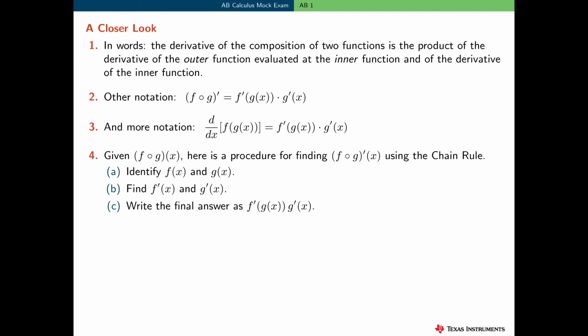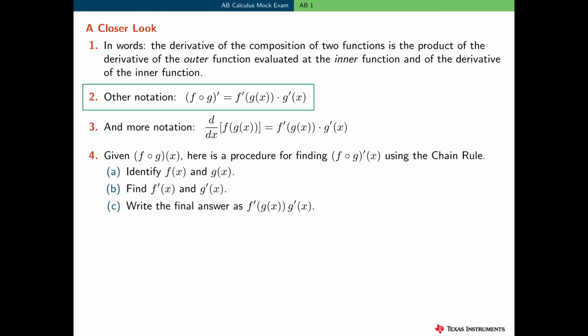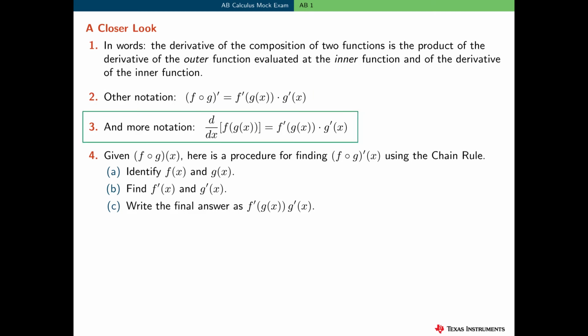The chain rule is a pretty important concept, so let's take a closer look at this idea. In words, this says the derivative of the composition of two functions is the product of the derivative of the outer function evaluated at the inner function and of the derivative of the inner function. Here is some other common notation to illustrate this rule. We often use an open circle to represent the composition of the functions f and g. And here, just another common way to indicate the derivative.